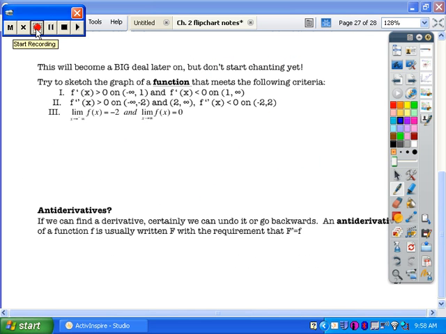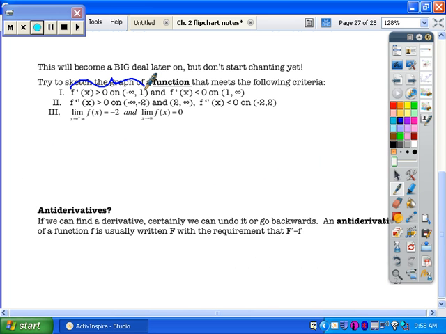Okay, here's an idea that puts these topics together into one problem. Try to sketch the graph of a function that meets the following criteria. We have three criteria that we need to use to graph this function. The first is that f prime of x is positive on the interval from negative infinity to 1. What does this piece of information tell us? What does the function have to be doing if the derivative is positive? It's got to be increasing.